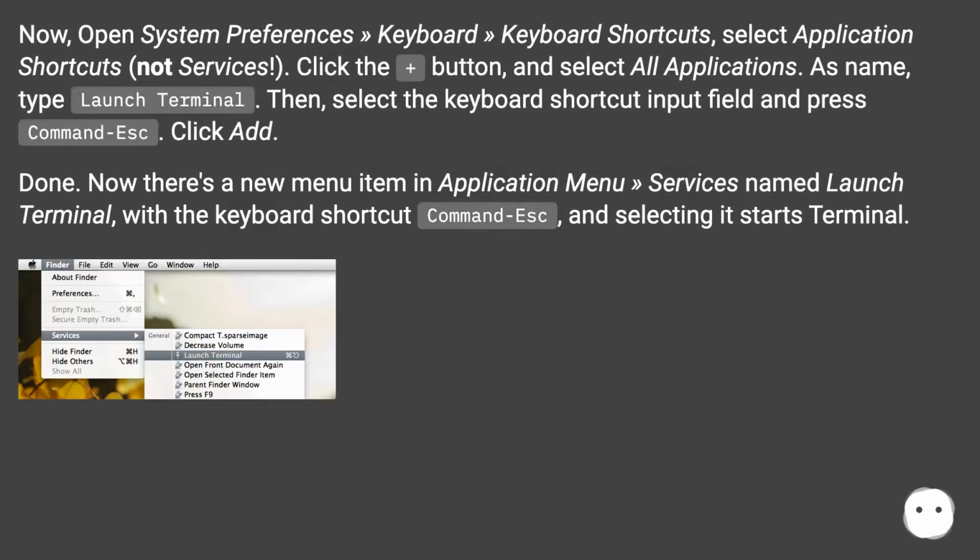Now, open System Preferences, Keyboard Shortcuts. Select Application Shortcuts, not Services. Click the plus button and select All Applications. As name, type Launch Terminal. Then, select the keyboard shortcut input field and press Command ESC. Click Add. Done. Now there's a new menu item in Application Menu, Services named Launch Terminal, with the keyboard shortcut Command ESC, and selecting it starts Terminal.